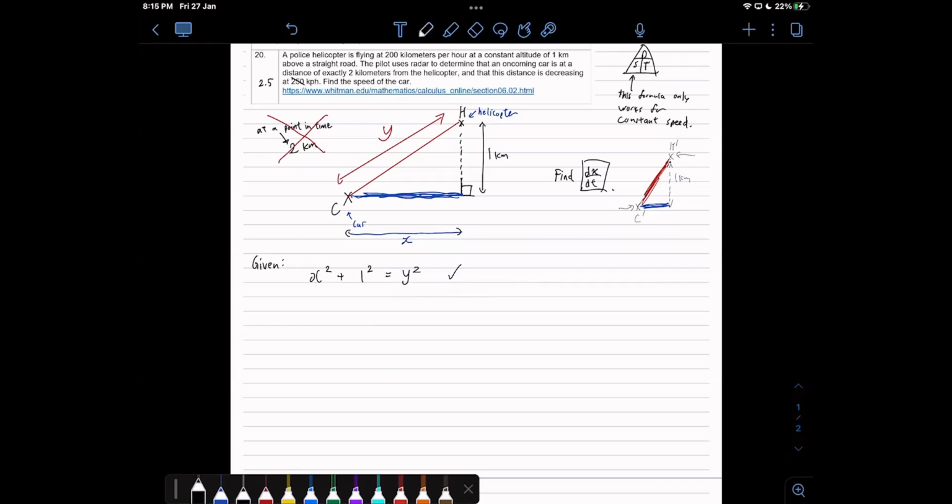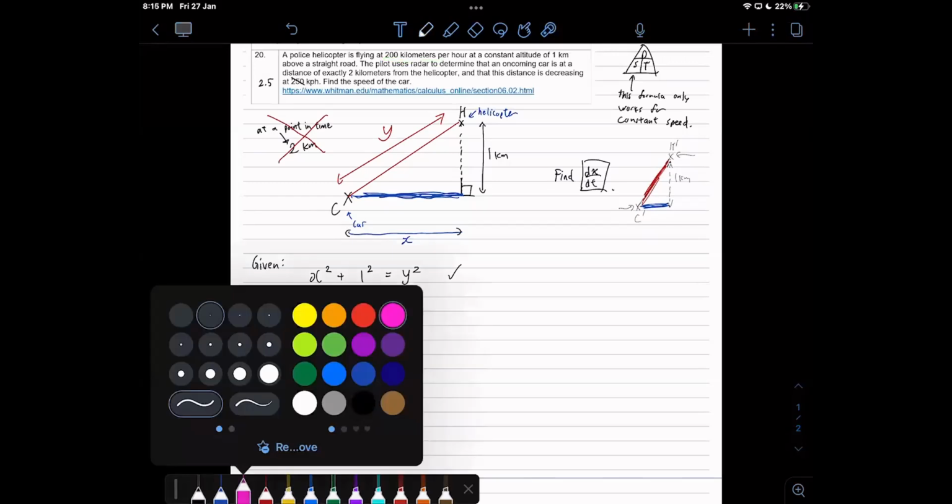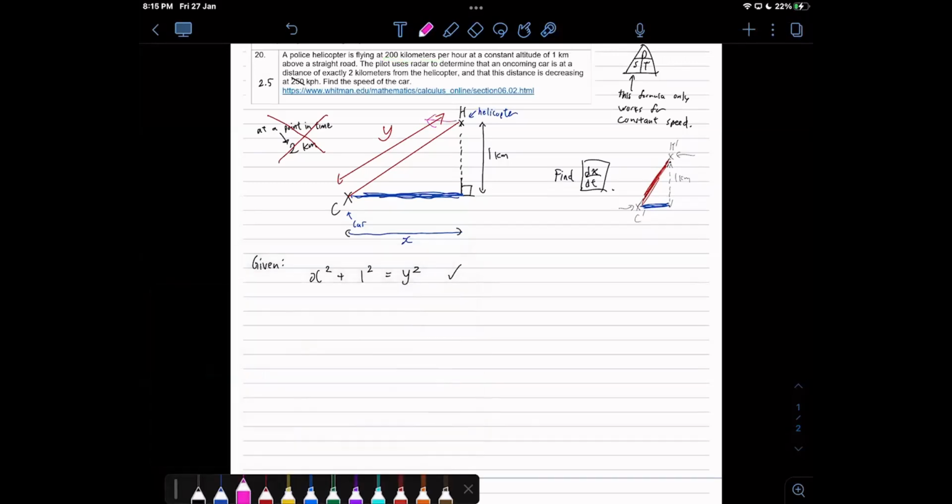So this is the first fact that we should know. What else do we know? Let's read the question first. Police flying at 200 kilometers per hour. So that means it's moving this way, right? Maybe I'll draw. Use a different color. Maybe I'll use pink color. It's moving this way. 200 km per hour.